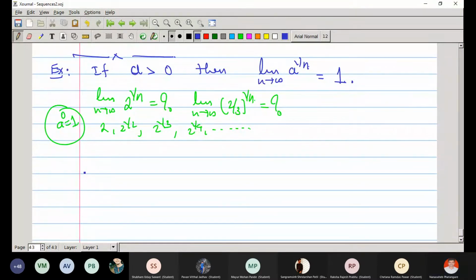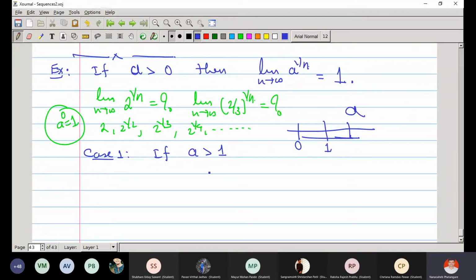Okay, so we'll make cases. When I say a is positive, a is either less than 1 or greater than 1. So the first case we assume that a is greater than 1, that means, for example, 2, 3 by 2, whatever.